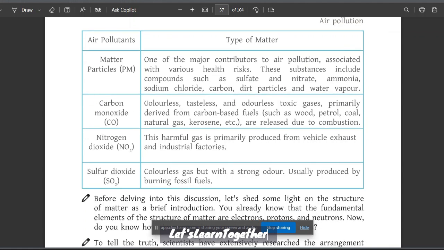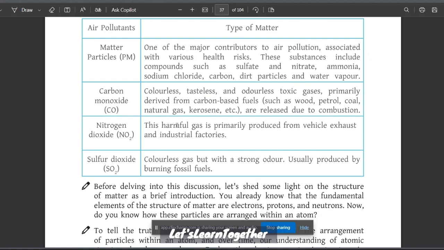And then carbon monoxide, a colorless, tasteless, and odorless toxic gas primarily derived from carbon-based fuels, is released due to combustion. That means when these gases are released from factories, they react with the oxygen present in the atmosphere, and we know that when any gas reacts with oxygen, we call it combustion, right? So these pollutants like carbon monoxide react with oxygen in the atmosphere due to combustion, and then produce oxides which basically act as the air pollutants.